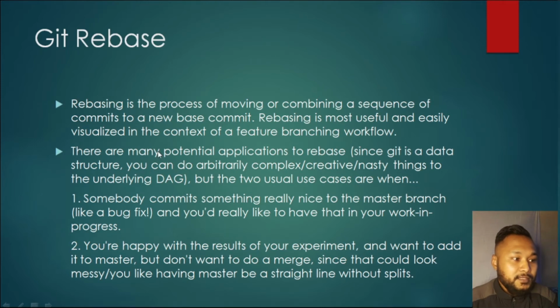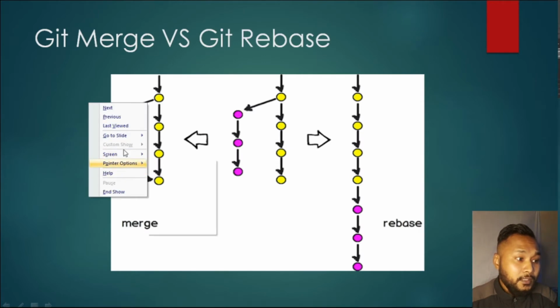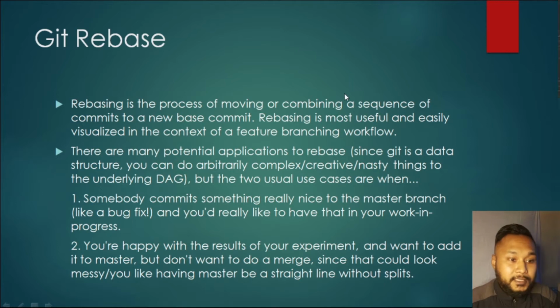Okay, Git Rebase. Rebasing is the process of moving or combining a sequence of commits to a new base commit. Rebasing is most useful and easily visualized in the context of a feature branching workflow. As I have already specified, that's what rebasing is and where we can use it to get the most out of it. There are many potential applications to rebasing.